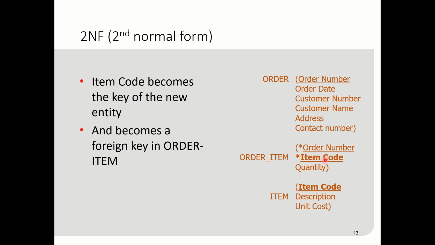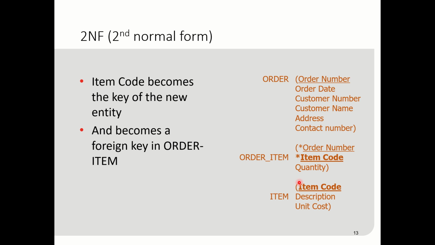So this combination will work out. When you look at it, order number is a foreign key, and item code is also a foreign key. Now you have three different tables in second normal form: the order table and the order item table, and the new item table. Here you have only quantity, which is dependent on both order number and item code.